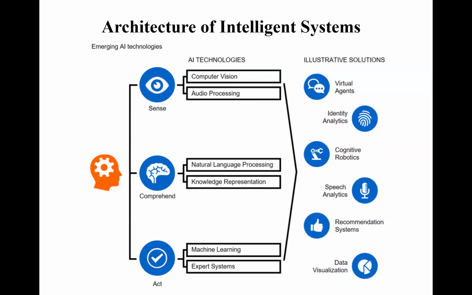Next one, these are the illustrative solutions. We can go with virtual agents. We can go with analytics through the iris, through biometrics. Next one, cognitive robots are there. Nowadays, we're using online attendance systems. In our universities, in our colleges, we use an online attendance system.